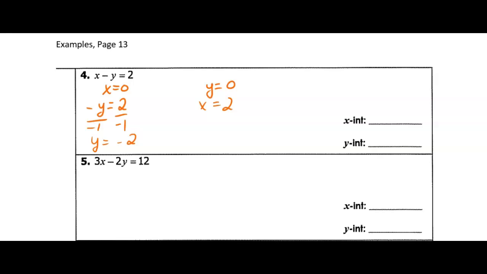So where's it cross the x-intercept? Well, it crosses when x equals 2. Where's my y-intercept? When y equals negative 2. We'll jump down and do a couple more real quick and be done.